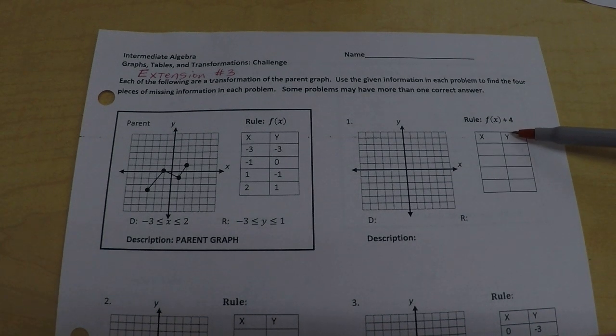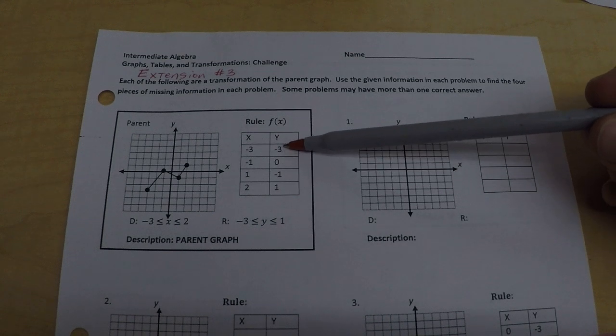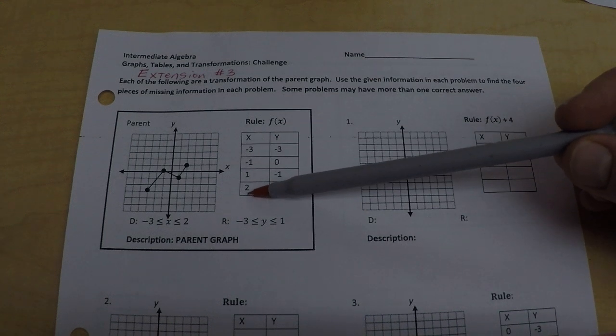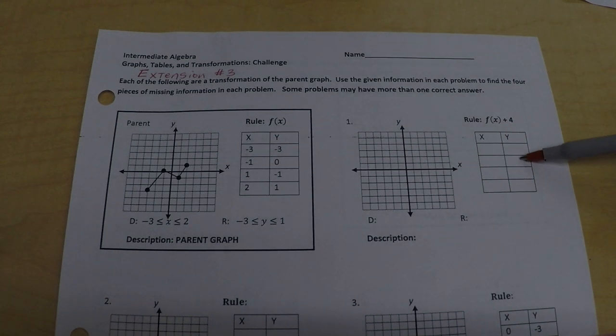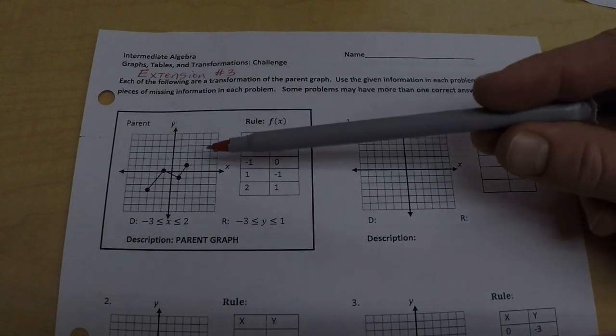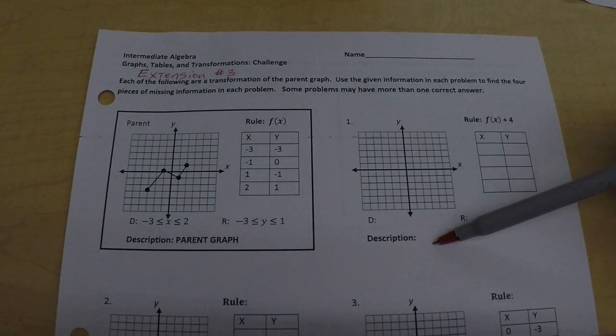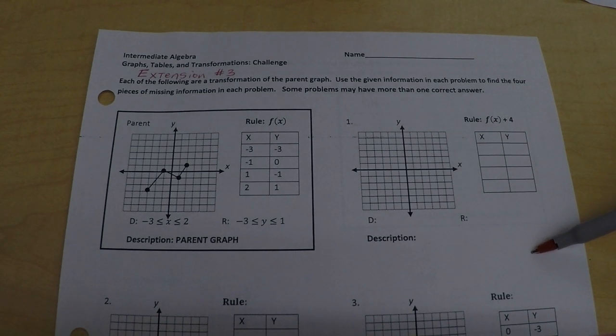In number 1, I'm just given that I want f of x plus 4. So we know that f of x plus 4 is going to add 4 to the y values. So add 4 to these, put those there. There's no inside changes, so these are going to stay the same. Then, once you've filled the table in, I want you to graph it. It should be a graph similar to this one, but up 4. So you can write translated or shifted up 4.